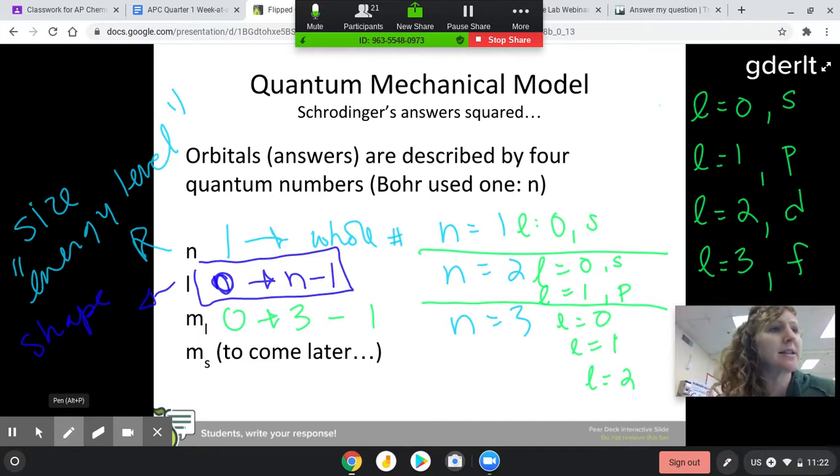All right, is that making sense? Any questions on the angular momentum quantum number?